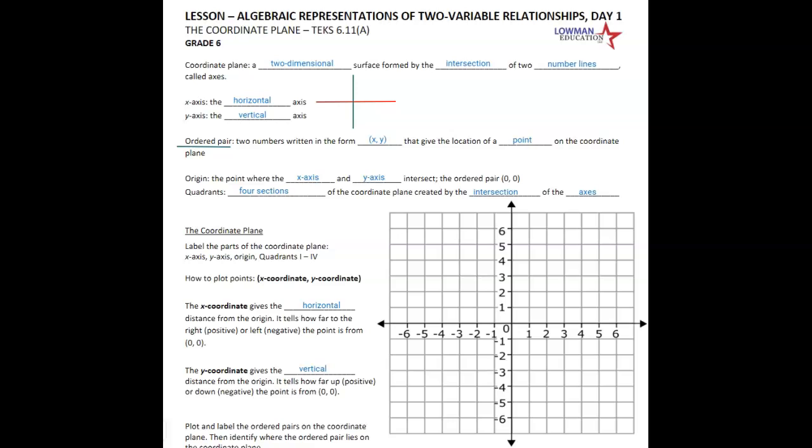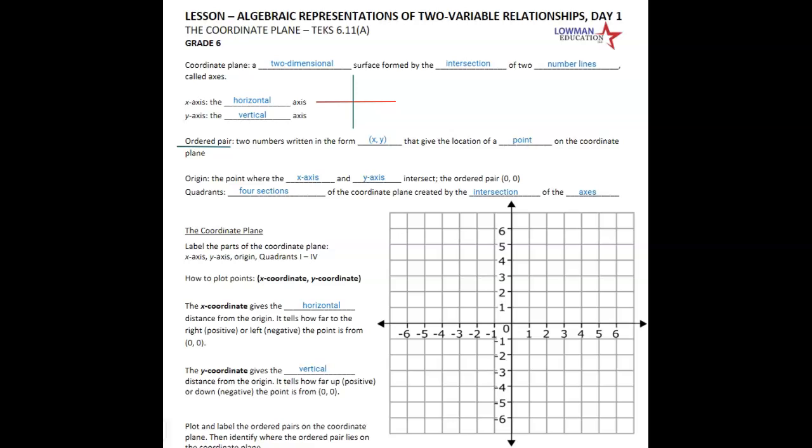Now, when you hear the word address, you're probably thinking of where you live. The United States Postal Service uses your address to know where to find you when they're delivering mail, maybe packages, gifts. So your address is where to find you. An ordered pair is an address on where to find a specific point on the coordinate plane.